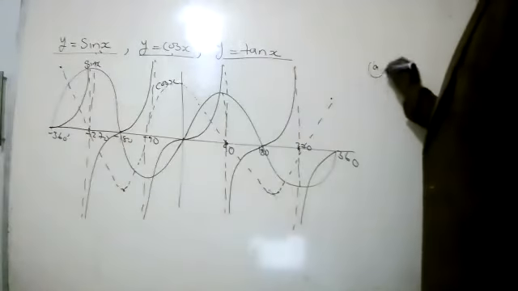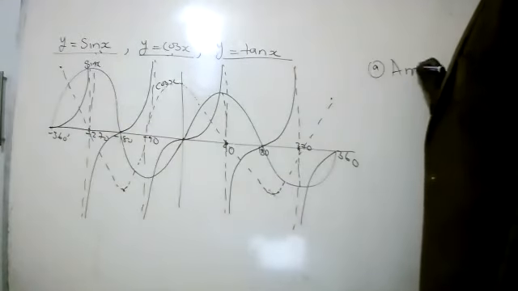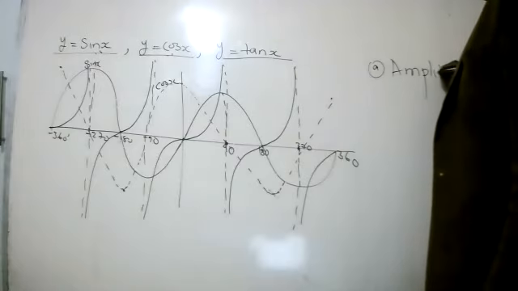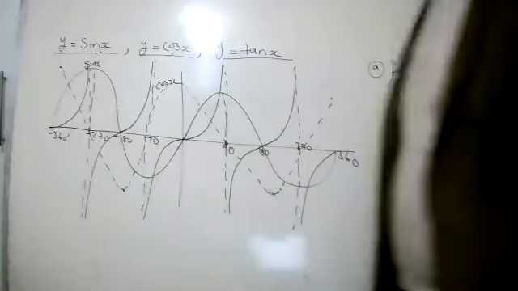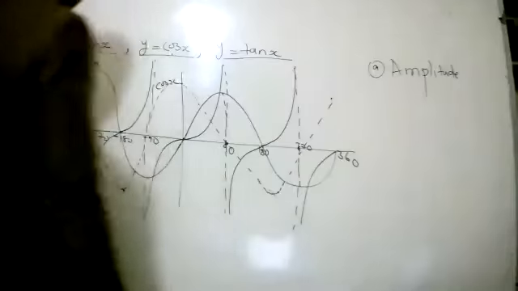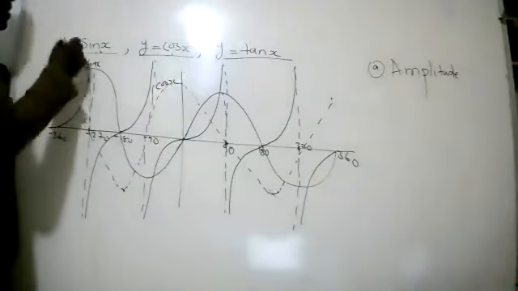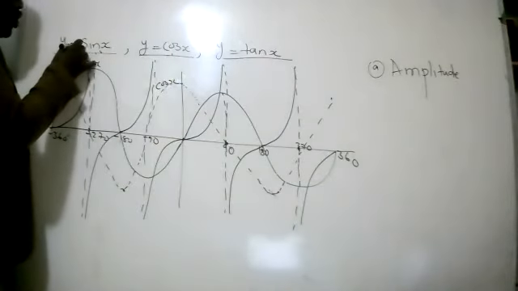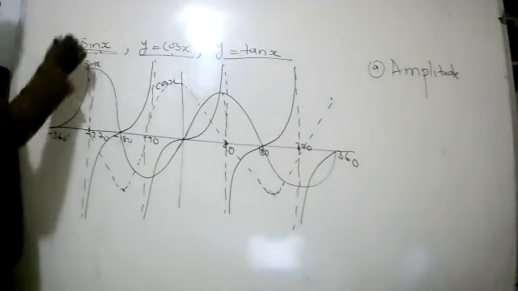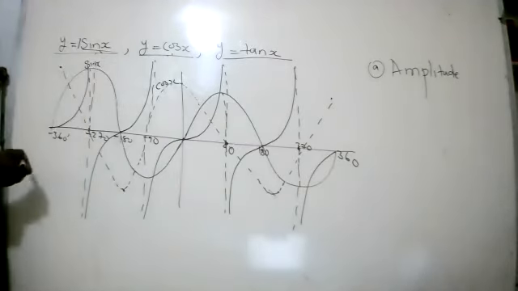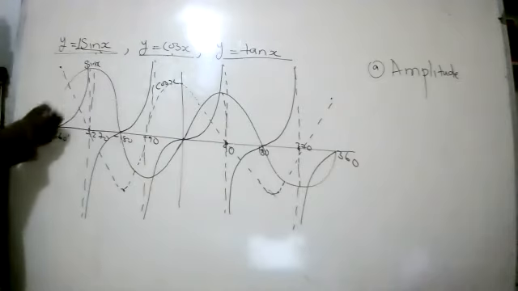Let's talk about the amplitude first. So how do we calculate the amplitude of these graphs given here? The amplitude is just the coefficient of this graph. So if we're given a sine graph like this, we have a 1. This one is the amplitude.